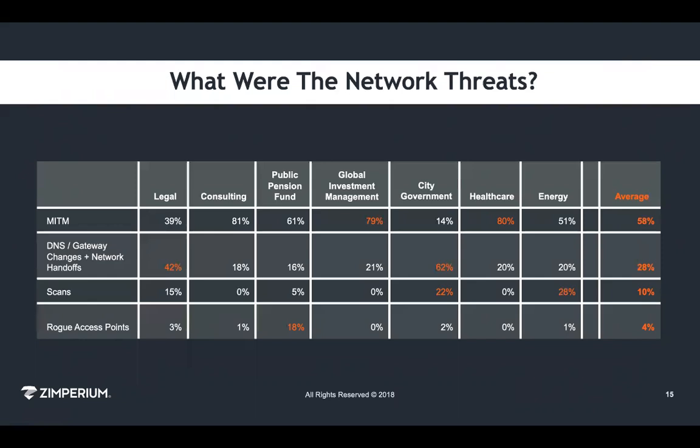Energy and the city government are also the ones that are getting scanned. Not a surprise, because people are trying to find those guys, so they're probably in places that they want to be. And then rogue access points, it's pretty interesting. If you take out that 18% of the public pension fund, which I'm about to come back to, traditionally it's closer to a 1% number than a 4% number. Very dangerous though, because they straight up control the network in that case. With the public pension fund, we dive into those and figure out exactly where each one of those rogue access points is, and spend some time investigating and trying to figure out who's doing it, but then also really warning our customers about not going there.